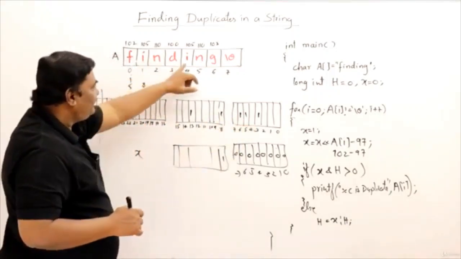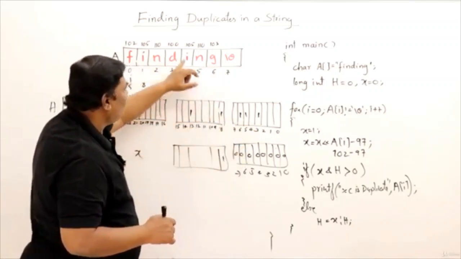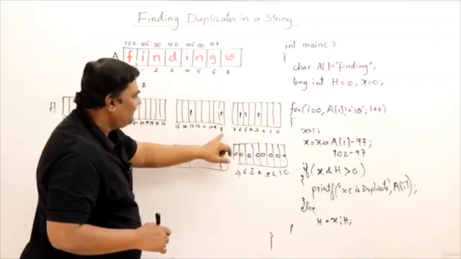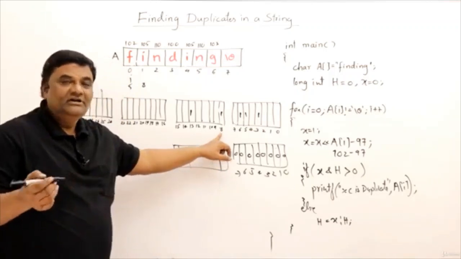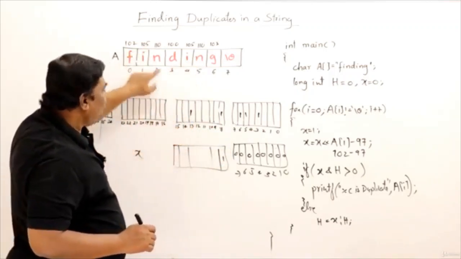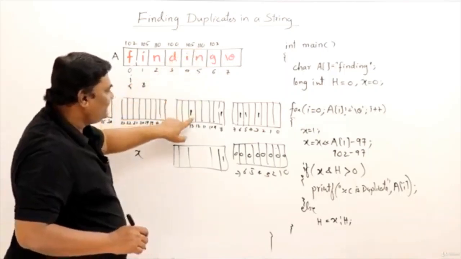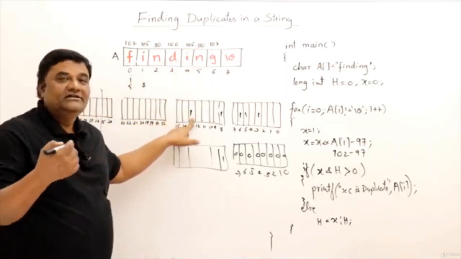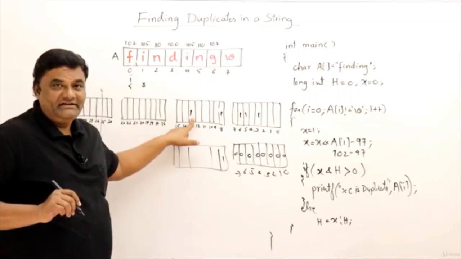And when again it finds that I is already there, so I is 105, it is already there, so this is duplicated. Then for N, 110, the first time this will be set on, the second time it will check here, this is already there, so this is duplicate, right?